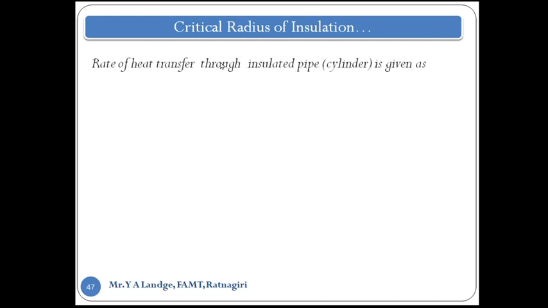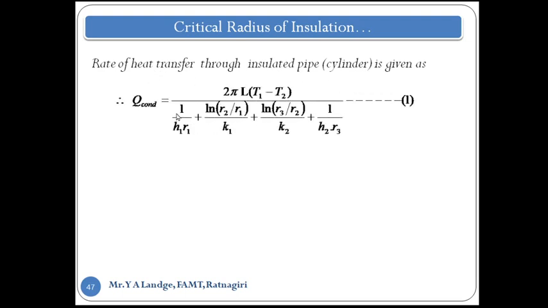So let's write the rate of heat transfer through the insulated pipe. We have this derivation considering the convection heat transfer and conduction. So we write this equation for the insulated pipe: the conduction through the pipe, conduction through the insulation material, the outside heat transfer coefficient and the inside heat transfer coefficient. For this we have this equation.